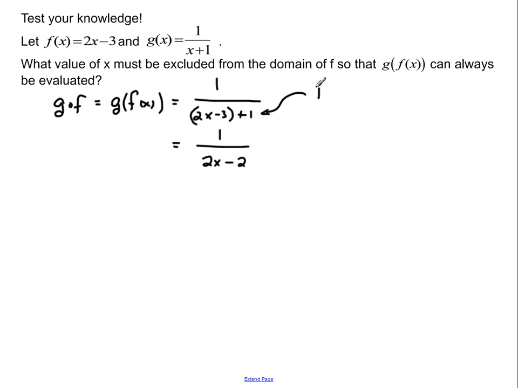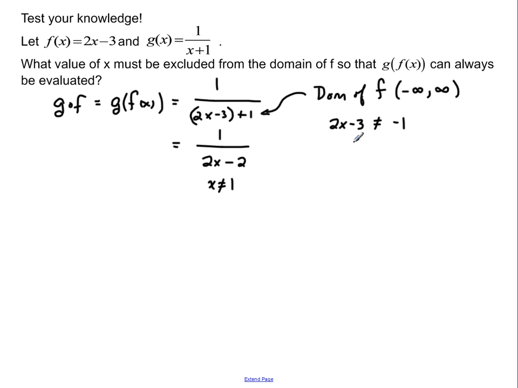So the domain of f of x is all real numbers. However, we can't include all real numbers because clearly substituting in a value of x equals 1 down here is going to result in a 0 denominator, right? So we want to find out what value we can not put in. We're going to find out by finding the value of 2x minus 3 that does not equal negative 1. Why? Because we want to find out what will make 2x minus 3 equal to negative 1.